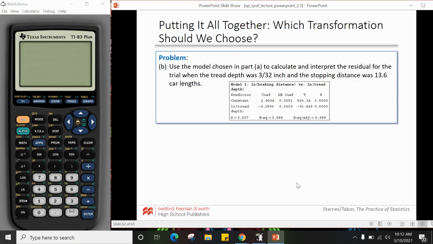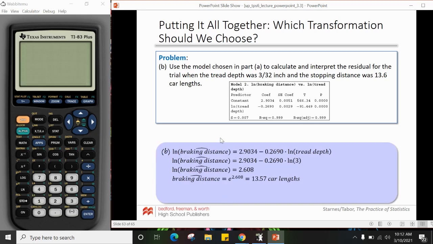So we picked model 2. Now let's come up with our linear regression. We're going to have ln of y hat equals 2.9034 minus 0.26 times ln of x. So my ln of braking distance equals the constant 2.9034, that's my a, and this is the coefficient for my ln tread depth, that's my x variable. So if I had a tread depth of 3 out of 32 inch, then my approximate braking distance would be 13.57.